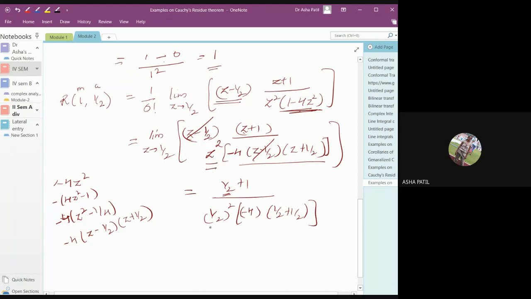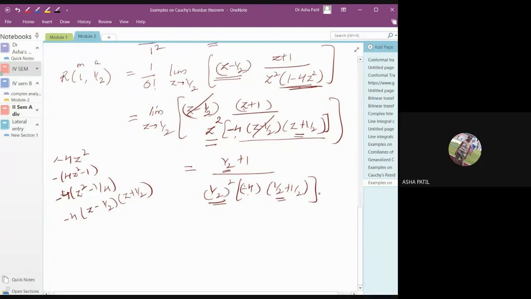Z square, it is 1 by 2 whole square. Then minus 4 as it is. Here we are left with z plus 1 by 2, so 1 by 2 plus 1 by 2. What's the value? Anybody simplified? It is 1 by 4. This 4 gets cancelled. 3 by 2, minus sign we have. 1 by 2 plus 1 by 2 is 1. Is it right? Minus 3 by 2. Anybody has got the answer?